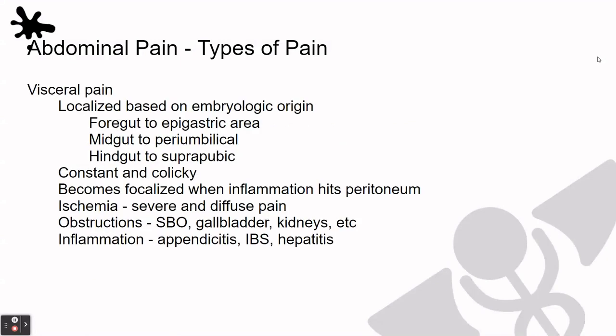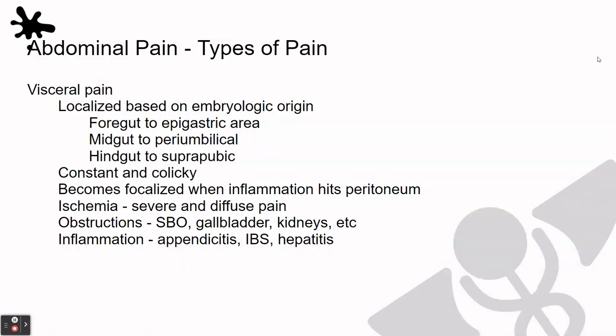Visceral pain, on the other hand, is localized based on the embryologic origin. So again, going back, if you can remember your embryology, there's essentially three different parts of the gut. There's the foregut, the midgut, and the hindgut, right? So the foregut is going to localize to the epigastric area, the midgut to the periumbilical, and the hindgut to the suprapubic.